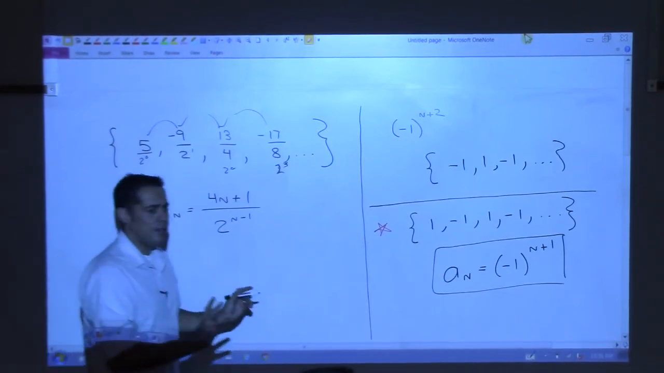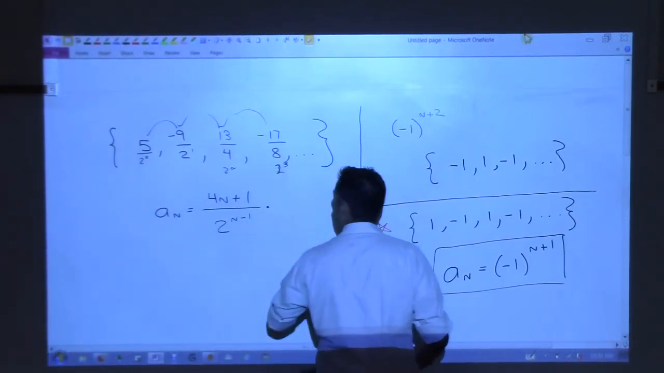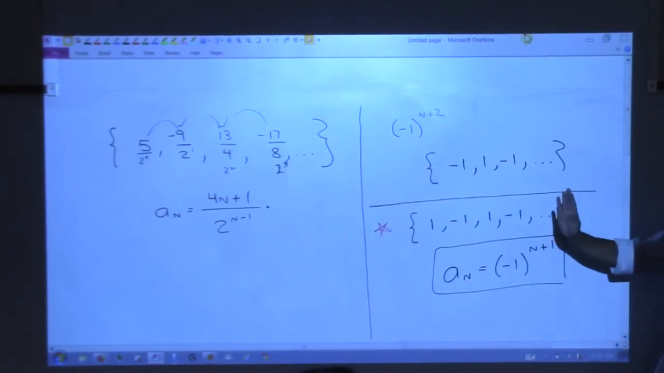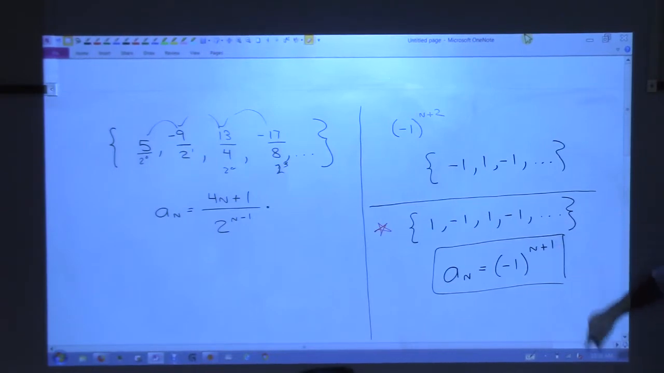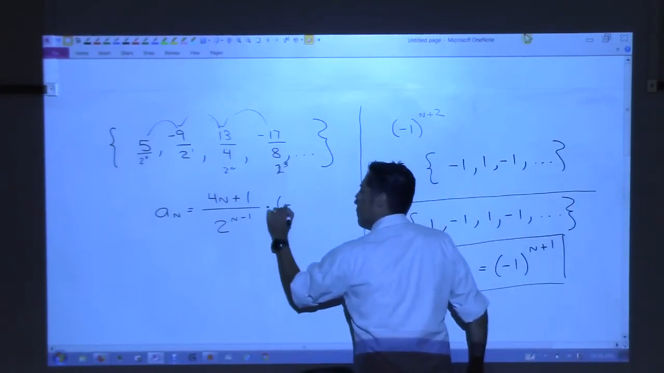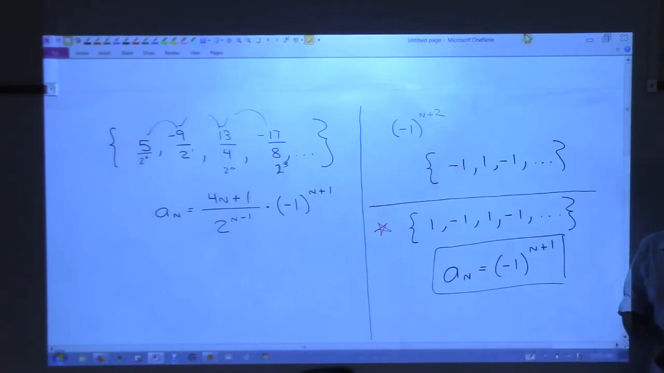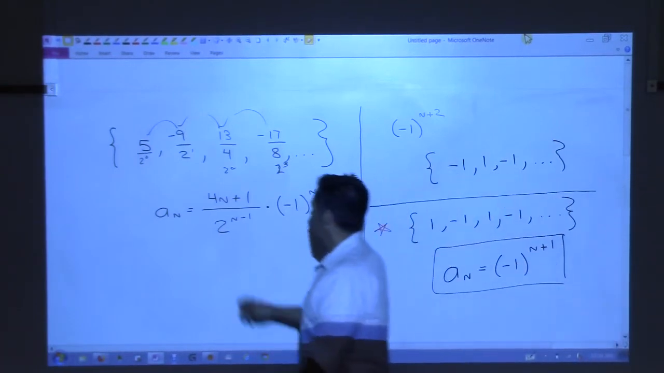So to do the alternating, just out here on the side, how do we make it alternate, starting positive then negative, positive then negative? Negative 1 to the n plus 1, right? This one creates this. So if I put negative 1 to the n plus 1 out here on the side, then I will create that sequence. Make sense?